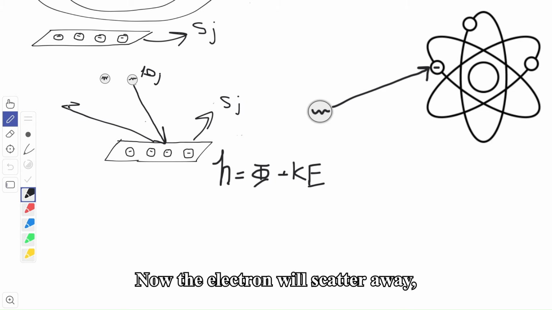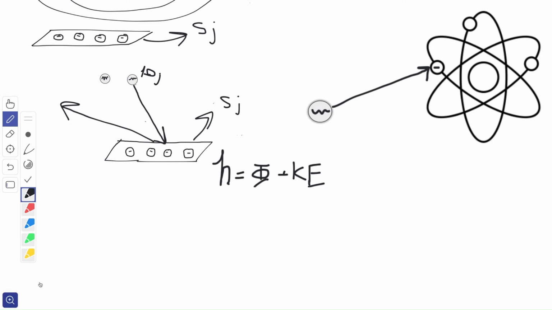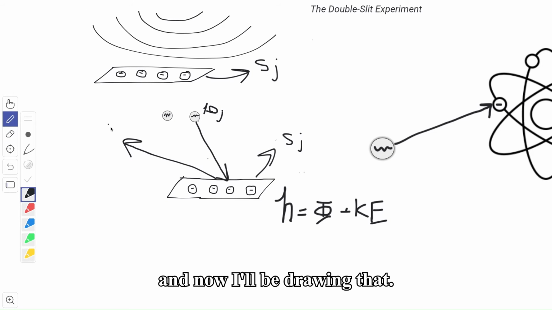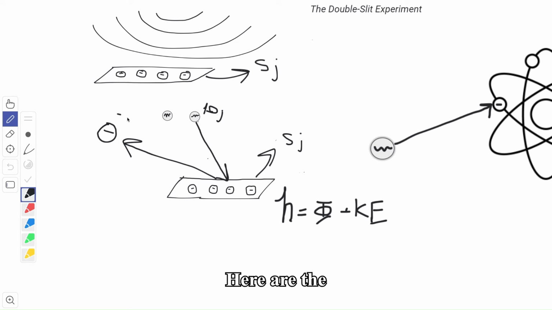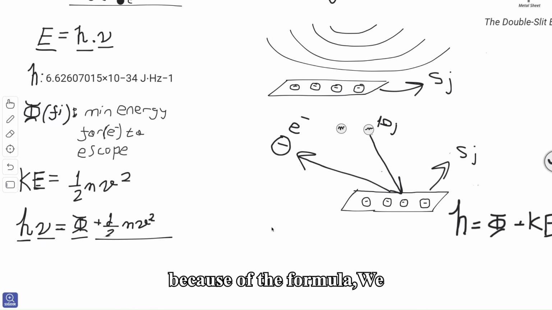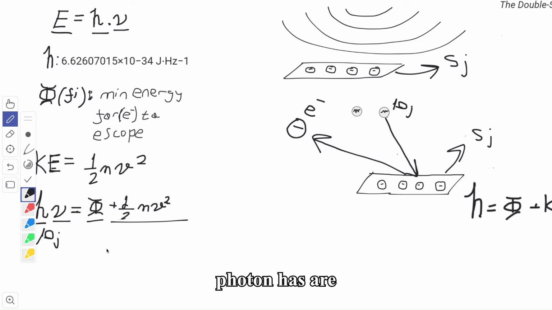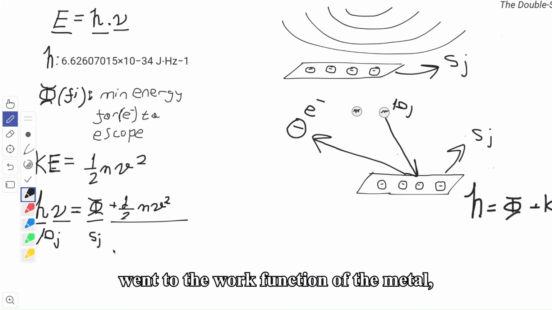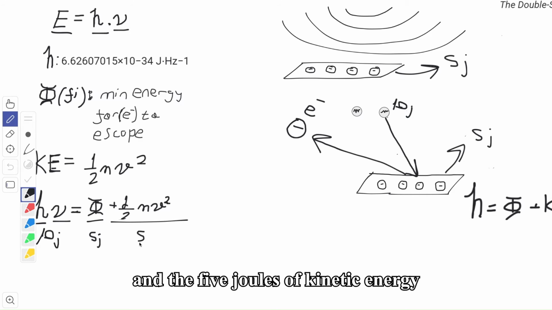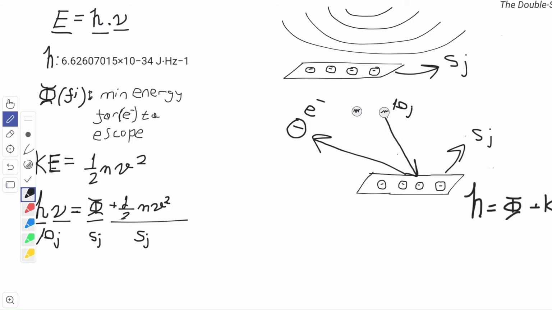Now, the electron will scatter away. Now I will be drawing that. Here the photon, the electron. And because of the formula, we can work here. The 10 joules that photon has are now the 5 joules that went to the work function of the metal, and the 5 joules of kinetic energy that has went to the electron.